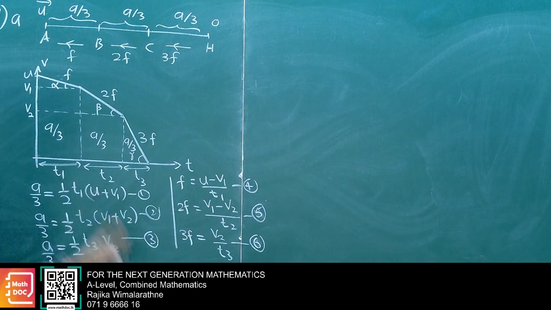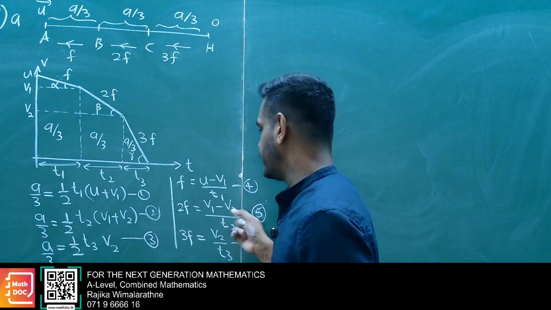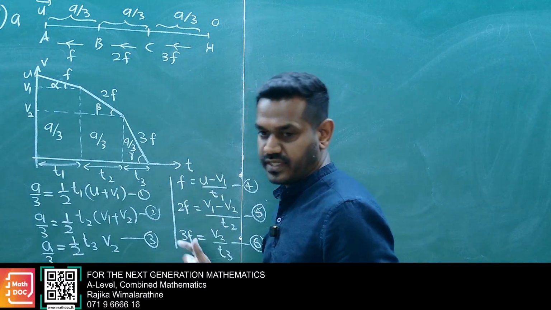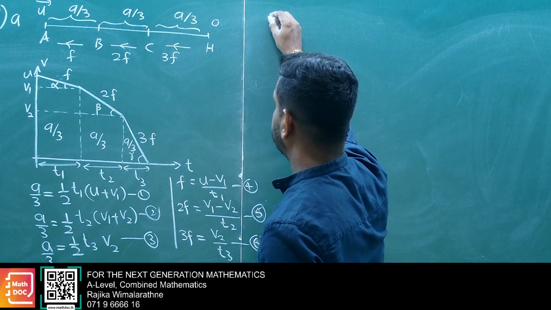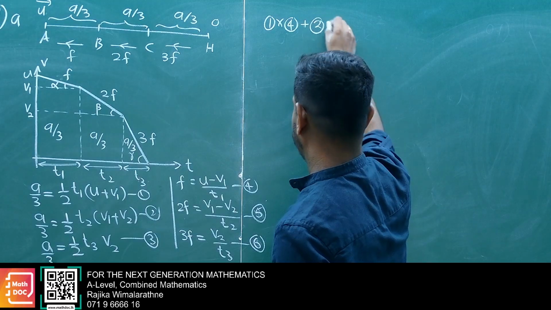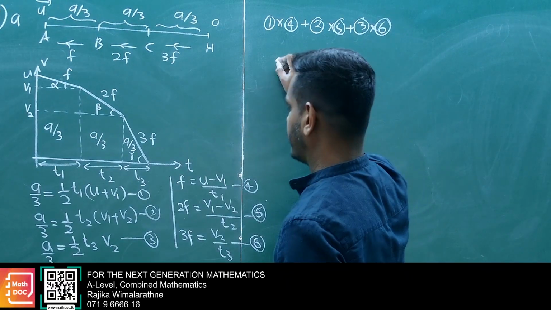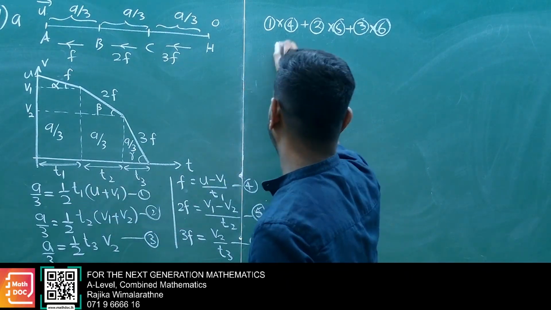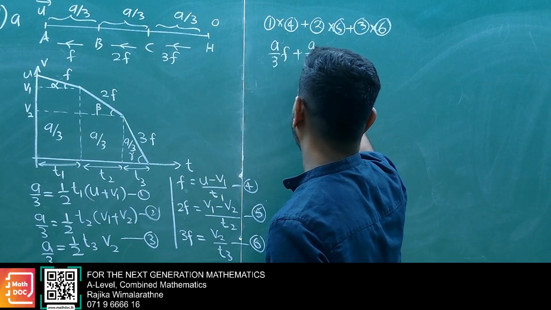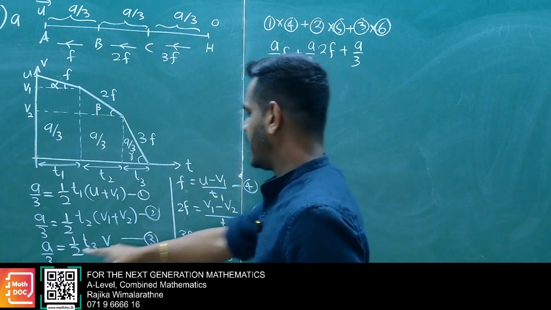Okay. Now the best simplification here is to multiply equations 1 and 4, 2 and 5, and 3 and 6. Then you can cancel time, no? Then add them together. So here it is, 1 into 4, 2 into 5, 3 into 6. Then A over 3 into F, A over 3 into 2F, A over 3 into 3F.